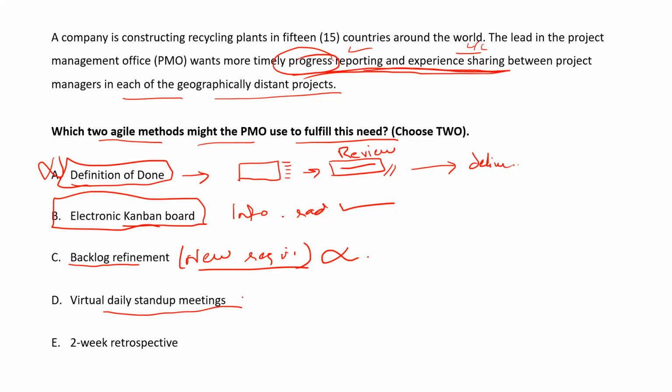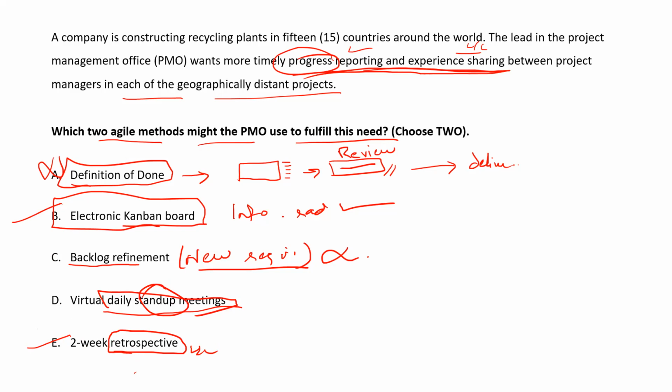Lessons learned, we do not discuss in daily stand-up meeting, boss. We have three questions only: progress, what you did yesterday, what you will do today, and what are your blockers? That's it. Impediments, blockers, obstacles. Details will never be done in the stand-up meeting. Okay, got it. So lessons learned are done at the time of retrospectives. Retrospectives are the lessons learned sessions. So B and E.